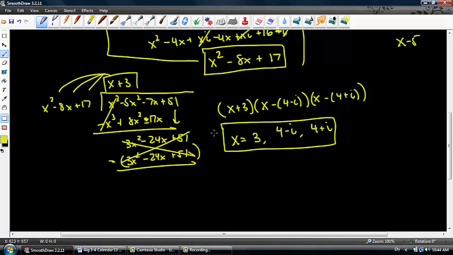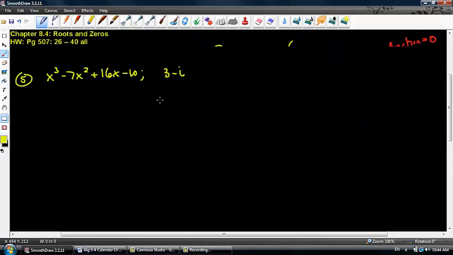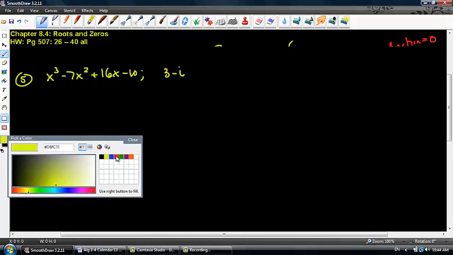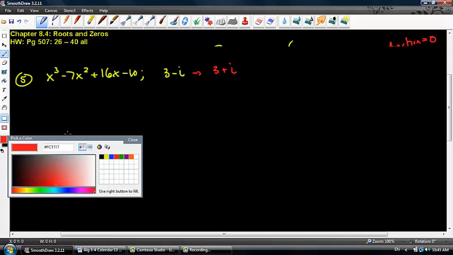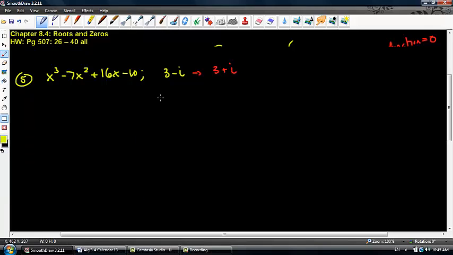Okay, I think we need to do one more of those just so that you guys can get the hang of it. Okay, number 5 here, x to the third minus 7x squared plus 16x minus 10. The root that they give to you is 3 minus i, which means that 3 plus i must also be a root. So I'm going to go ahead and write this out as a binomial that can be multiplied.